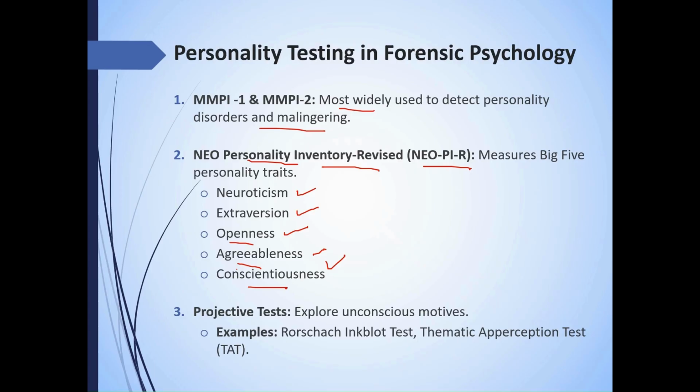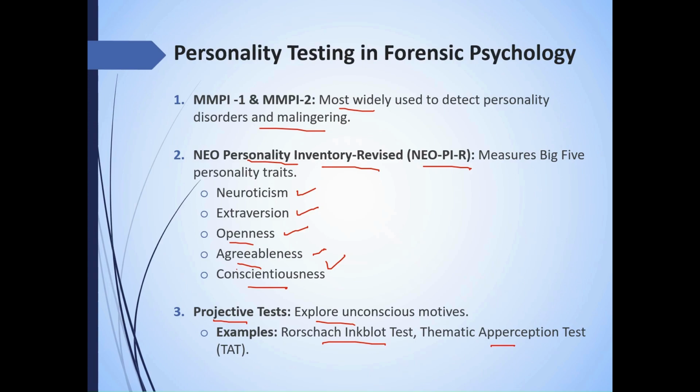Alright. Then finally we have the projective tests. So projective tests are those which are used to explore the unconscious motives, like the Rorschach Inkblot test and the Thematic Apperception test. These are two classical projective tools used by forensic psychologists. Projective tests are based on the idea that when someone is shown ambiguous or unclear stimuli, their unconscious feelings, thoughts, and motives get projected into their responses. So whatever their response is shows their unconscious thoughts and motives.